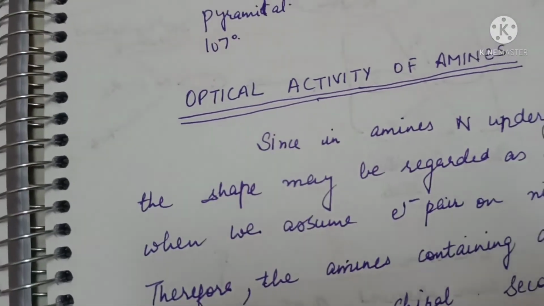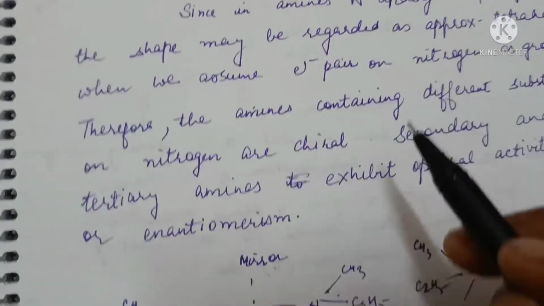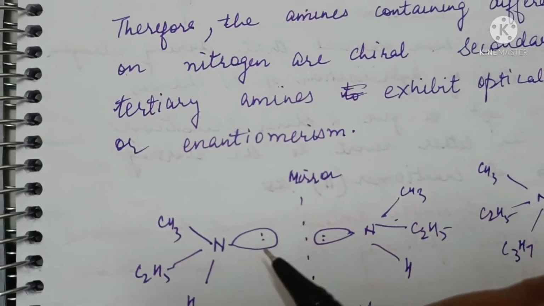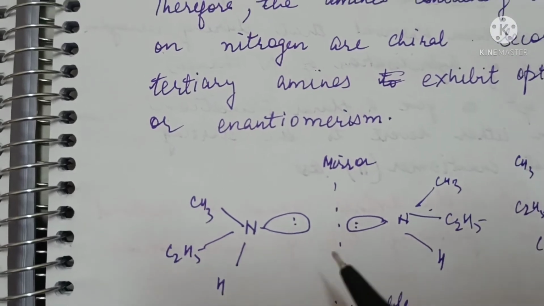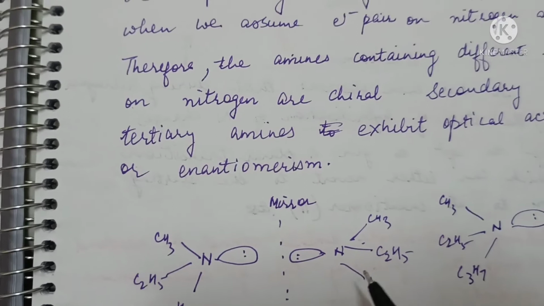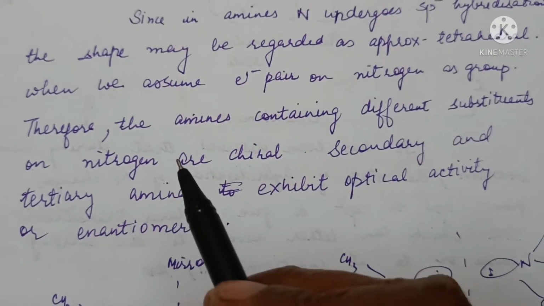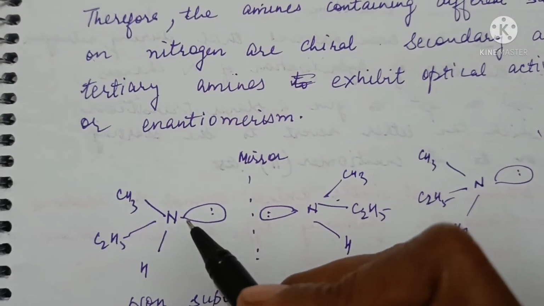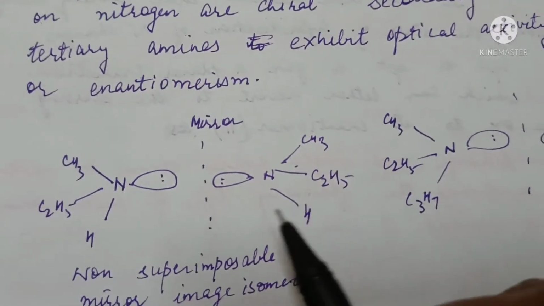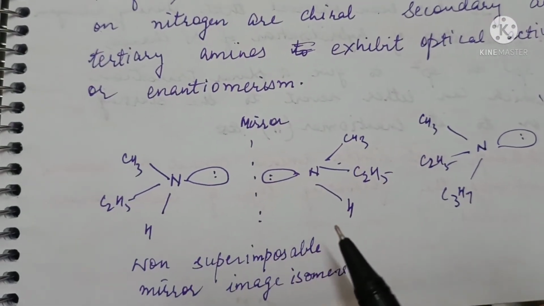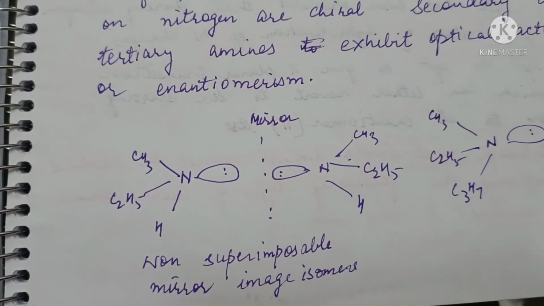Optical activity of amines. In amines, the nitrogen atom is sp3 hybridized. So there are 4 sp3 hybrid orbitals, of which one contains a lone pair of electrons. So they can have 2 different isomers. Especially when the nitrogen atom has 3 different groups attached to it, they can have a mirror image which is non-superimposable. So they can be regarded as optical isomers of each other.